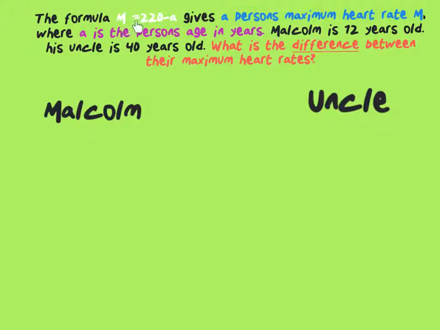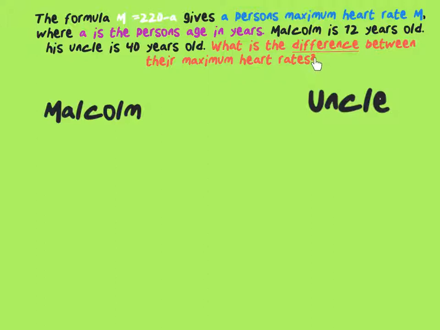The formula m equals 220 minus a gives a person's maximum heart rate m. So let's pause here for a second, and I put this in blue. A person's maximum heart rate, m. So this m is going to stand for a person's maximum heart rate. Let's keep reading, where a is the person's age in years. So this a is how old the person is. m stands for their maximum heart rate, and a is for how old they are.